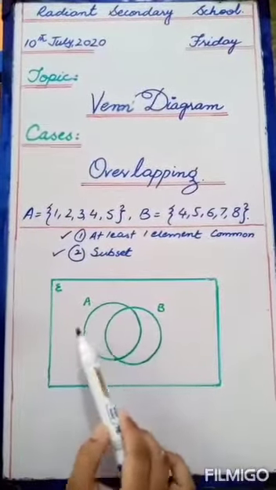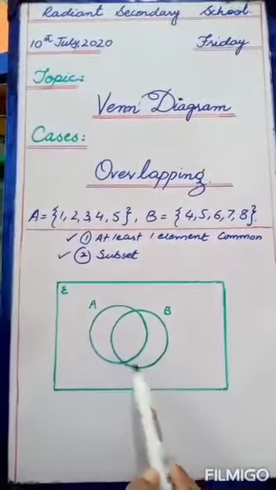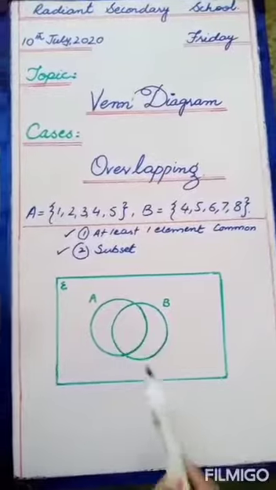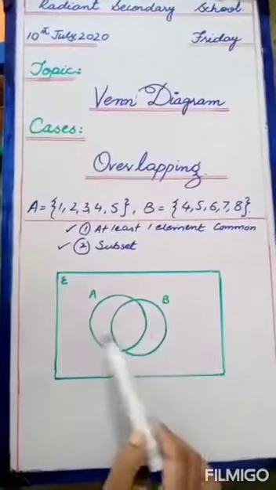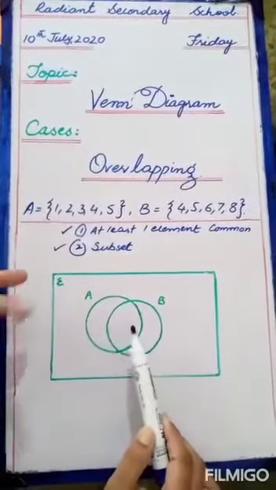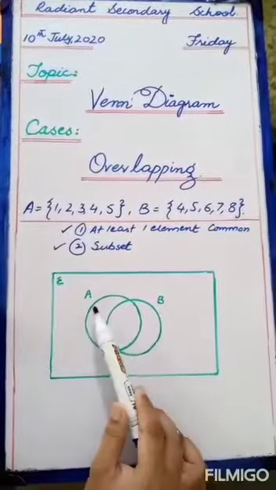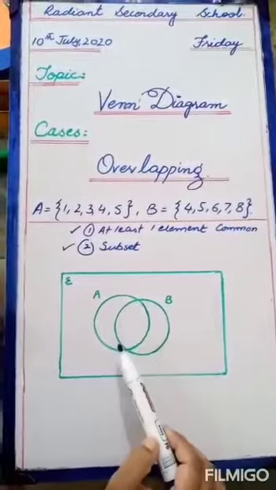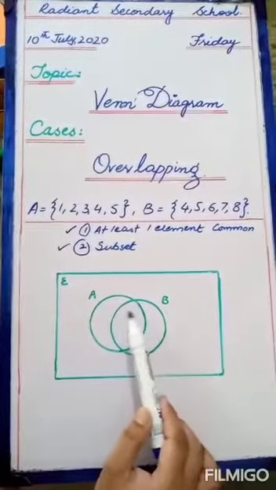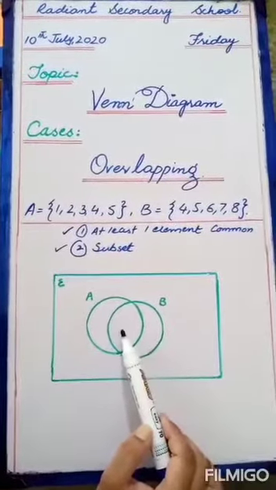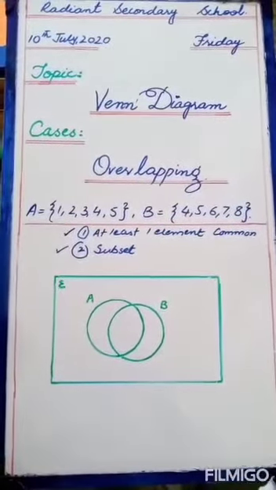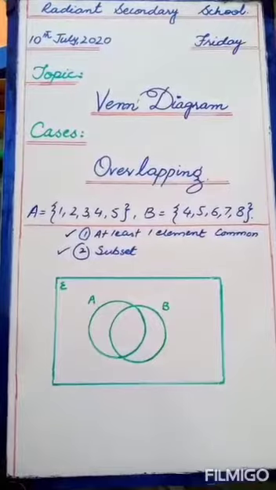This is set A and this is set B. You can see that a few areas of set A and B are common. A few areas of set A and set B are common, meaning this area is present in set A as well as in B. So we can say that a few areas are common in both the sets. Clear? Okay, now I will tell you how you will write the elements of the sets.